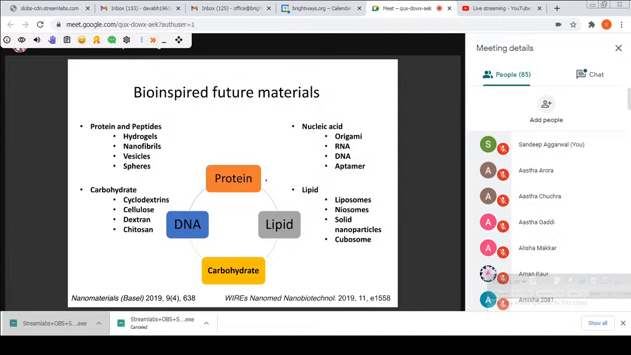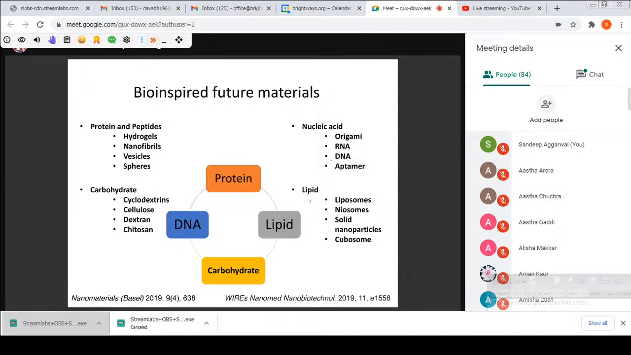I will be introducing these biomolecules, and I will be talking about these materials and their applications, which we will be taking up in the nanomaterials. So first and foremost, I'll be discussing protein and peptides. You can make hydrogels from them. You can make nanofibrils, vesicles, spheres. Then there are nucleic acids. Nucleic acids are generally derived from RNA, DNA, and then there is a term called aptamer. There are origami based materials.